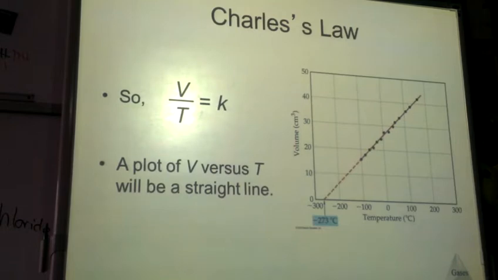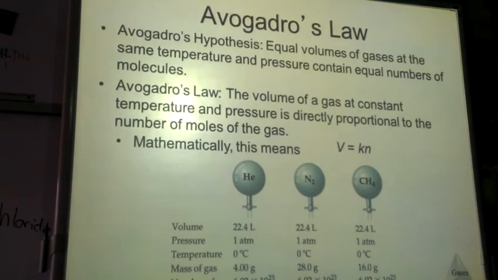So that means V over T is equal to K, and a plot of volume versus temperature will give us that straight line. Like I said, we should be able to derive this from the ideal gas law. I also should be able to distinguish that volume versus temperature gives me a straight line, versus pressure and volume, where it's volume with respect to 1 over pressure, okay? That would be what gives me a straight line.